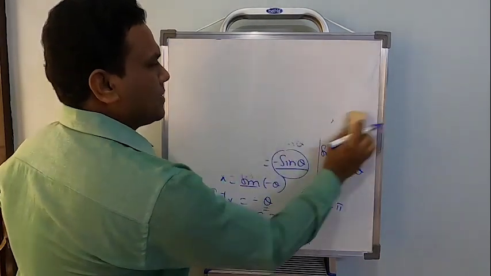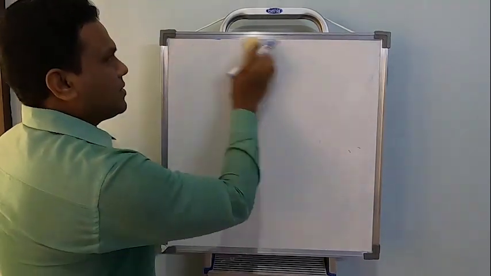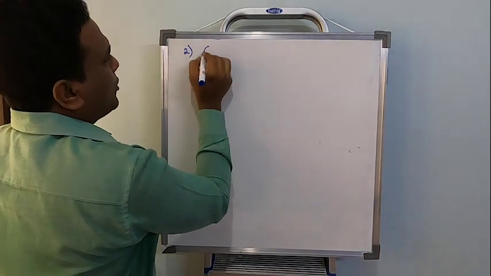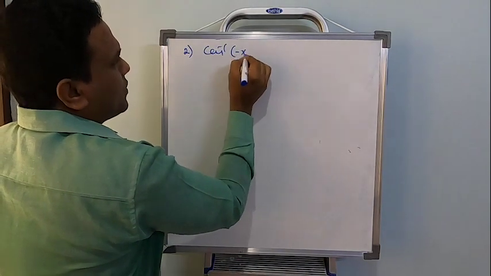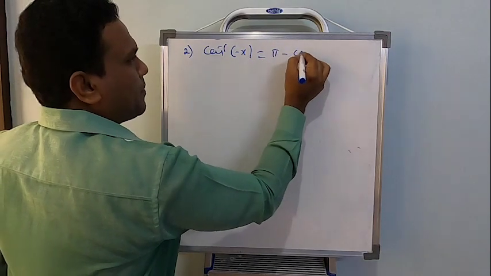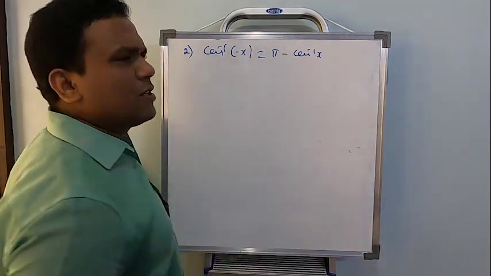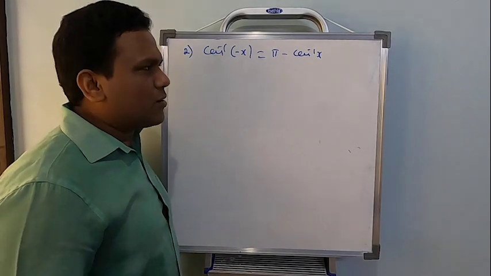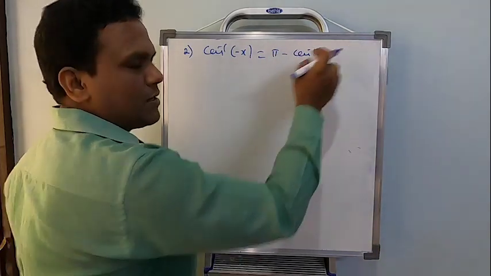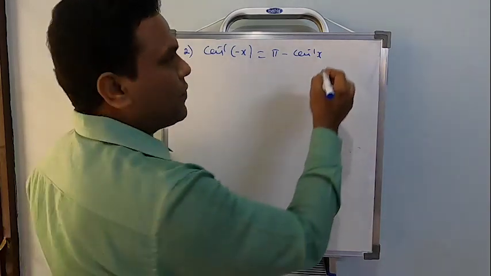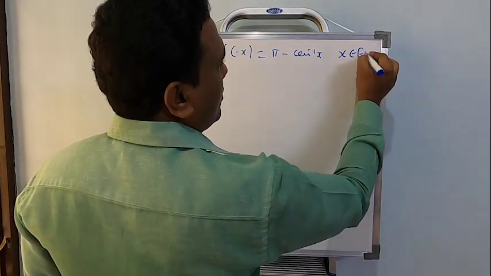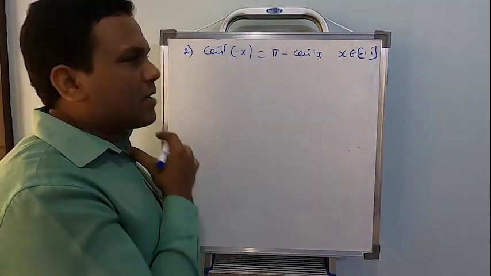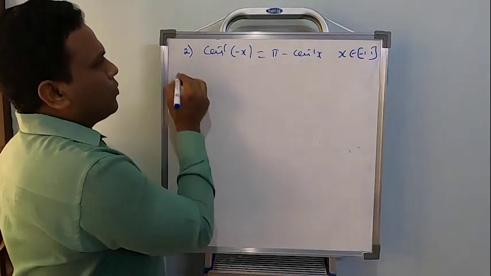Please practice these derivations once or twice, and you will definitely get it. Second one, let me tell you, cos inverse of minus x will become pi minus cos inverse x. Not to worry about those restrictions or the values provided just after this. Here also the value of x is going to be the closed interval minus 1 comma 1. Not to worry about this. For MCQ sake, remember that. Now the proof.